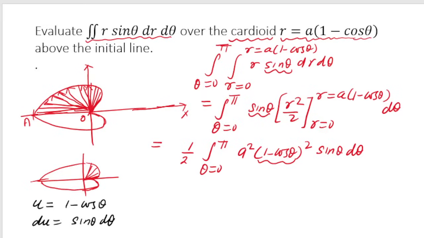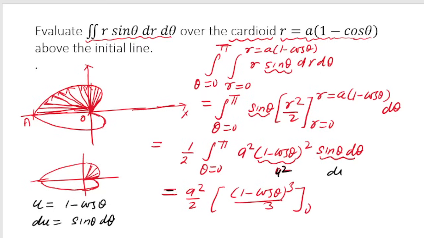So you can clearly see that if I take 1 minus cos theta as u, this will become u square, and sine theta d theta will be du. So I can take this a square out, so it will become a square by 2, and this is u square du. It will be u cube by 3, so it will be (1 minus cos theta) cube by 3, and the integration limit is 0 to pi.